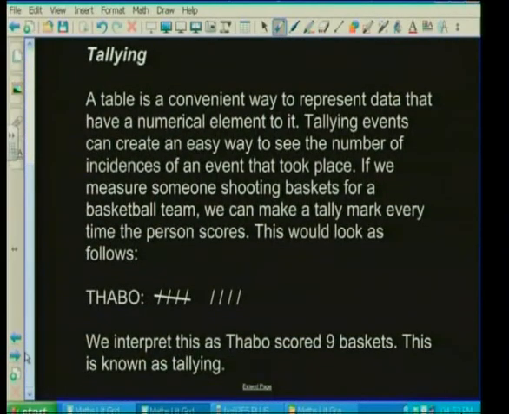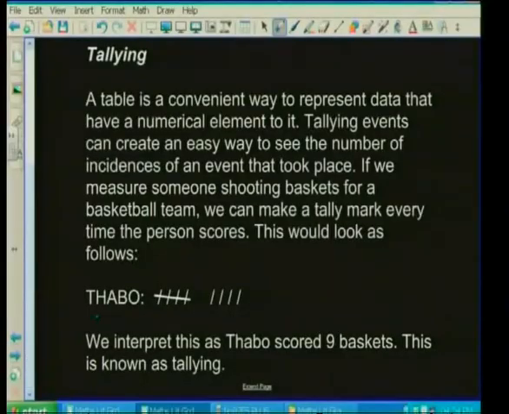Right, tallying. A table is a convenient way to represent data that have a numerical element to it. Tallying events can create an easy way to see the number of incidences of an event that took place. If we measure someone shooting baskets for a basketball team, we can make a tally mark every time the person scores. This would look as follows. Okay. Now, we interpret this as Tabu scored 9 baskets. This is known as tallying.